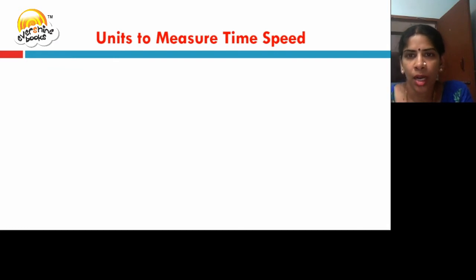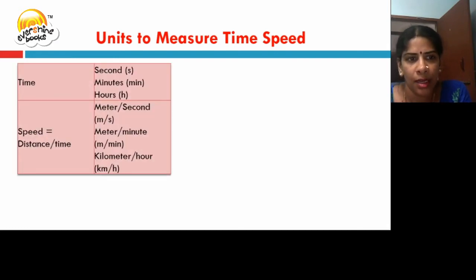Units to measure time and speed. Time we can calculate in seconds, minutes, hours. Speed can be measured as meter per second, meter per minute, kilometer per hour, because the formula of speed is distance by time.